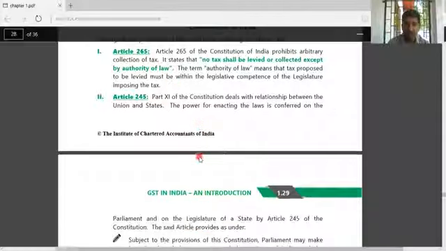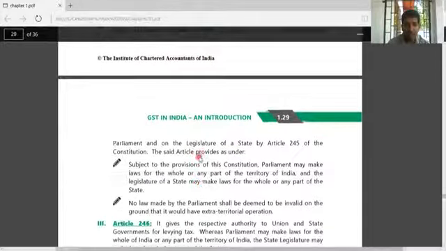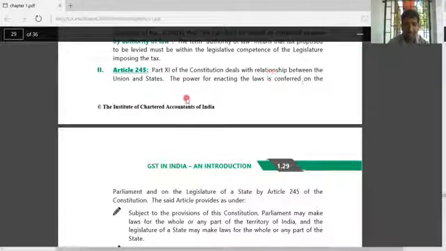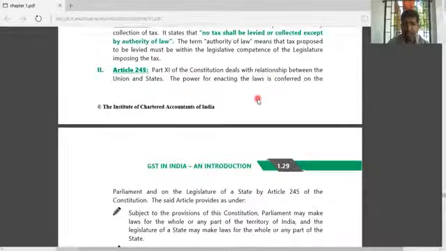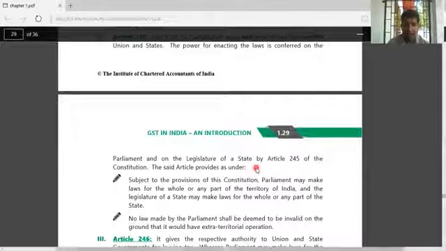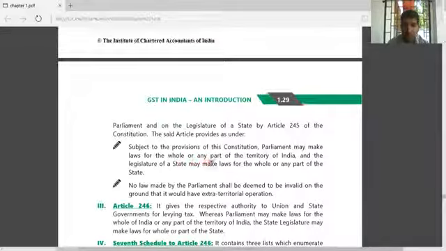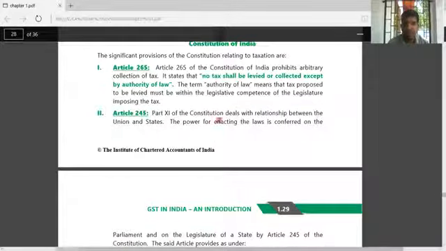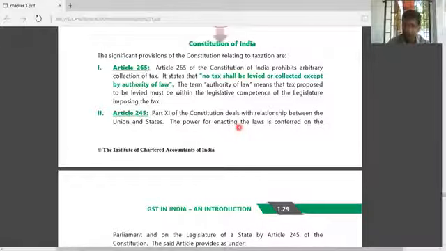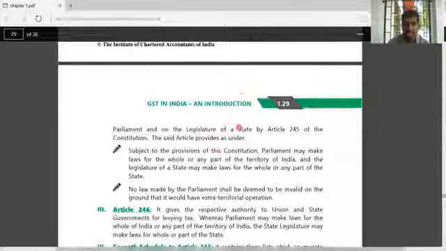Then what is Article 245? Article 245 deals with the relationship between the Union and the states. The power for enacting law is conferred on Parliament and on the legislature of a state by Article 245. Subject to the provisions of the Constitution, Parliament may make laws for the whole or any part of the territory of India, and the legislature of a state may make laws for the whole or any part of the state. So Parliament can make law for the full country, and the state can make law for the state.